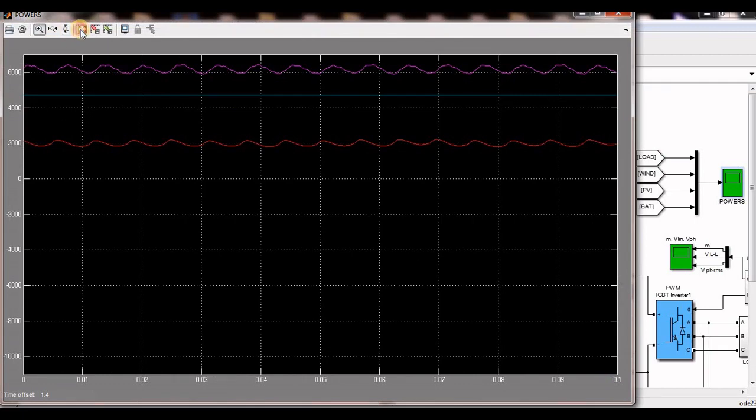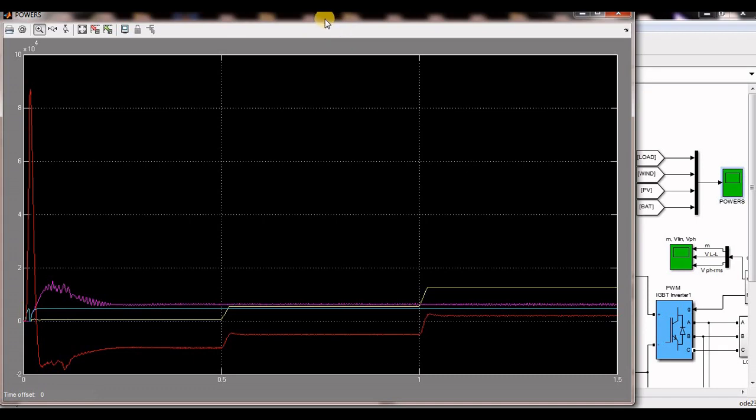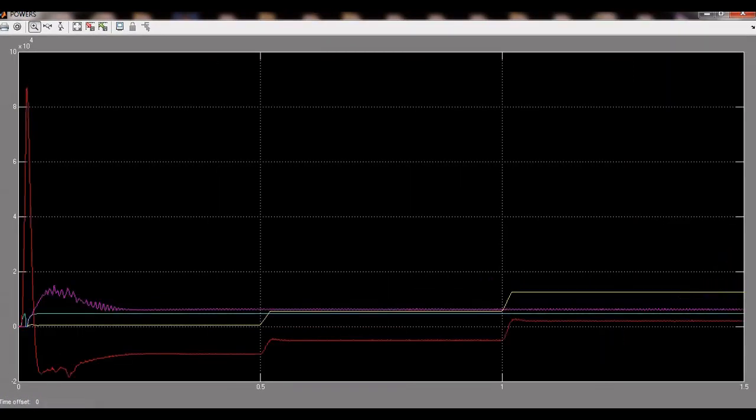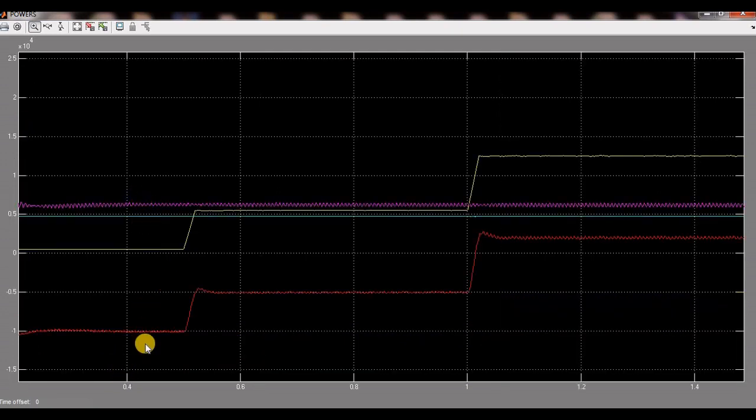So basically I am measuring the load power, wind generation, PV generation and battery power. So you can see this is the very initial condition where only 500 watts is connected. See, this is my PV and this is my wind. So the total of these is my generation and this is the load. The rest of the power is going to my battery. So nearly 10 kilowatts is being dumped into the battery.